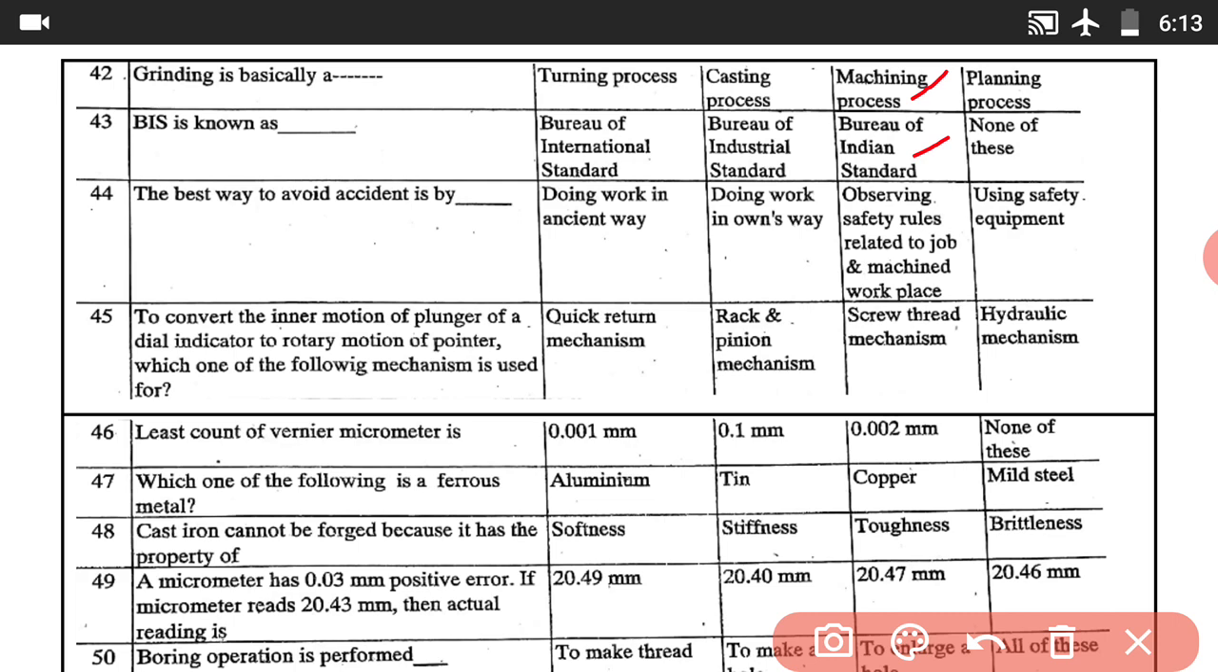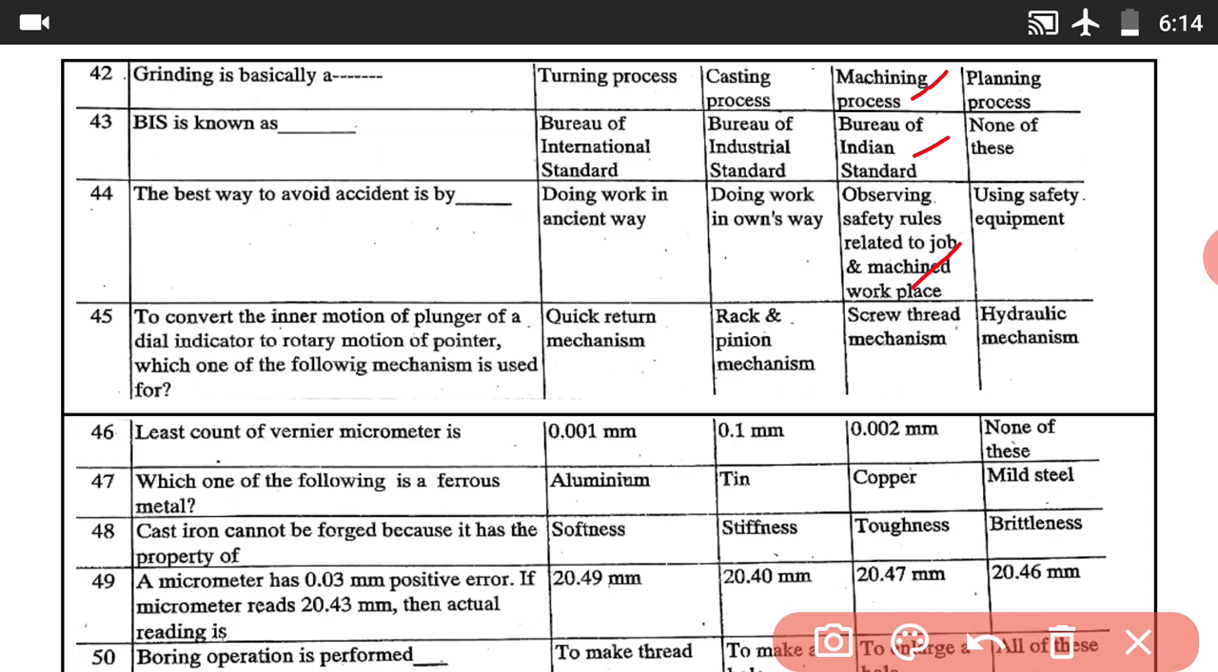Question number 44. The best way to avoid accidents is by dash. The answer is observing safety rules related to job, machine and workplace. Option C is the correct answer.